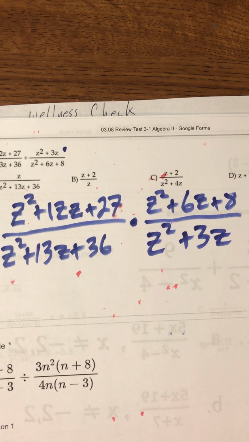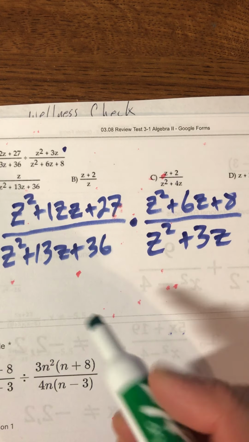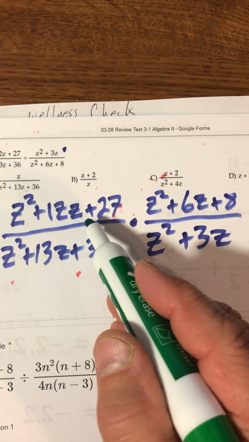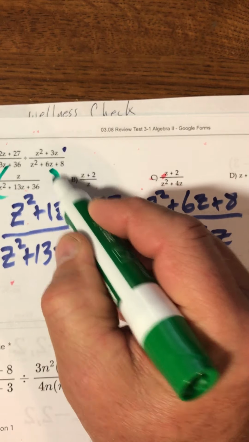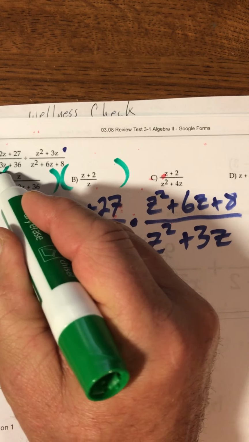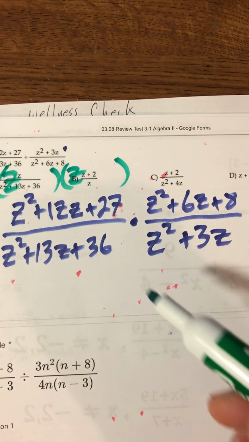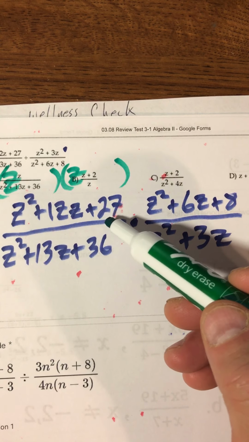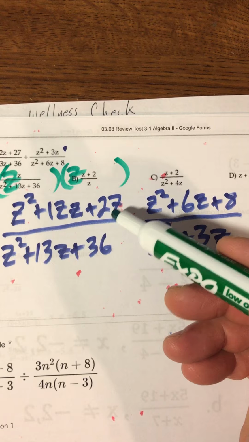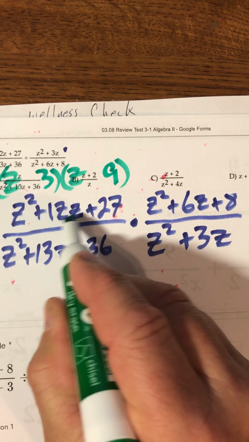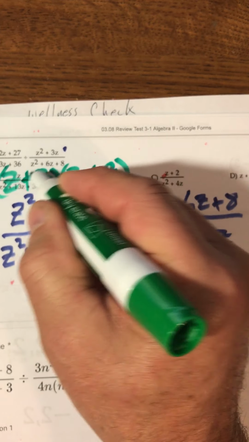So far, most of this year has been factoring, right? By now you should know. There's no GCF, so we're going to factor regularly. So z and z, factors of 27 that add to 12: 3 times 9. Since both are positive, they're both going to be positive.